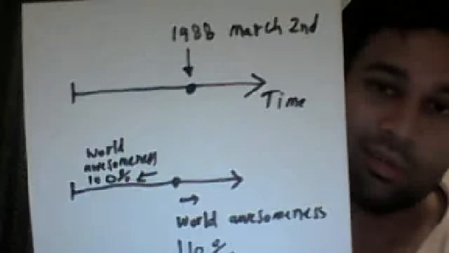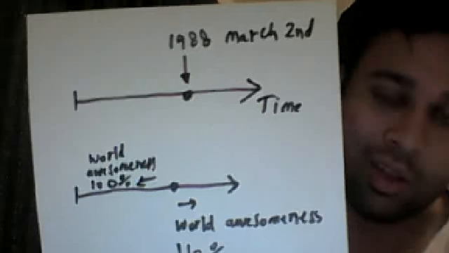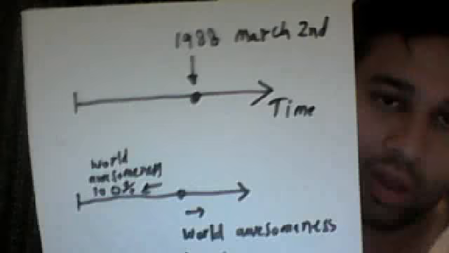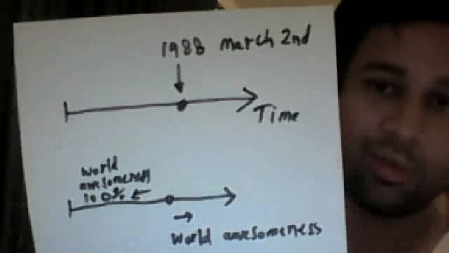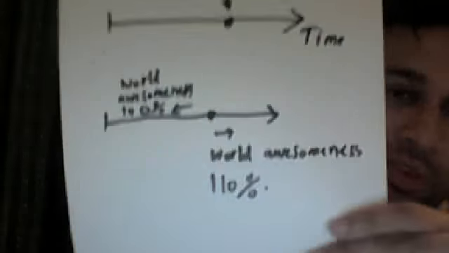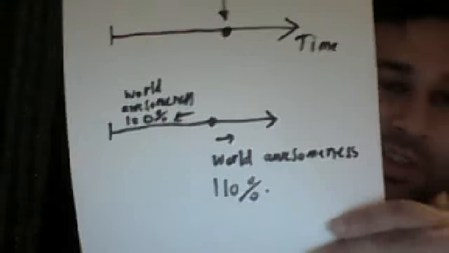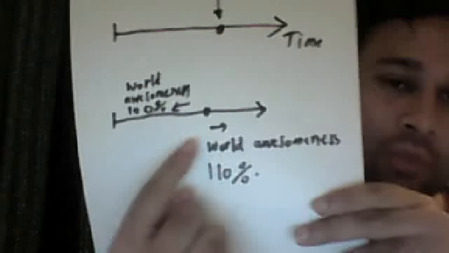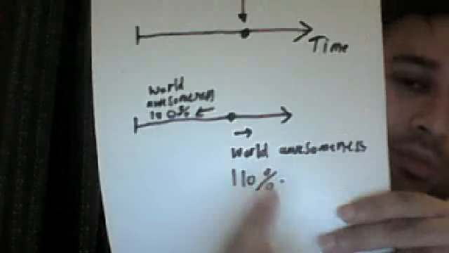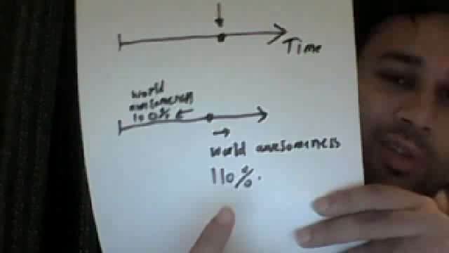But here's something interesting that you wouldn't find in most textbooks. How about that? Look at that. Time is progressing, but look at that. 1988, March 2nd, I wonder what happened then. As you can see, according to this very scientific diagram, world awesomeness is 100%, but after that point in the space-time continuum, world awesomeness is increased to 110%.